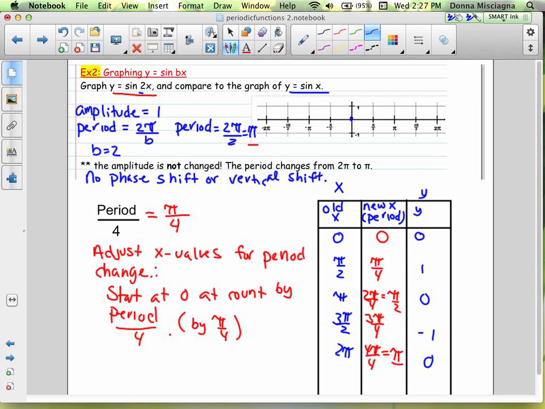So I'm going to have the point 0, 0, just our base graph for sine. And then I'm going to have the point pi halves, 1. And then we'll have the point pi, 0. And then we'll have the point 3 pi halves, negative 1. Right? So notice here's our sine curve, right? It's going to keep oscillating between negative 1 and 1. And then we'll have the point 2 pi, 0.